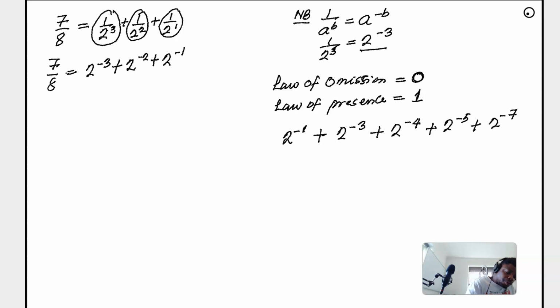Now, put your mind on this. This is a number line. Okay? So, we want to start from minus 1, minus 2, minus 3, minus 4, minus 5, minus 6, like that. So, we'll always start from minus 1.